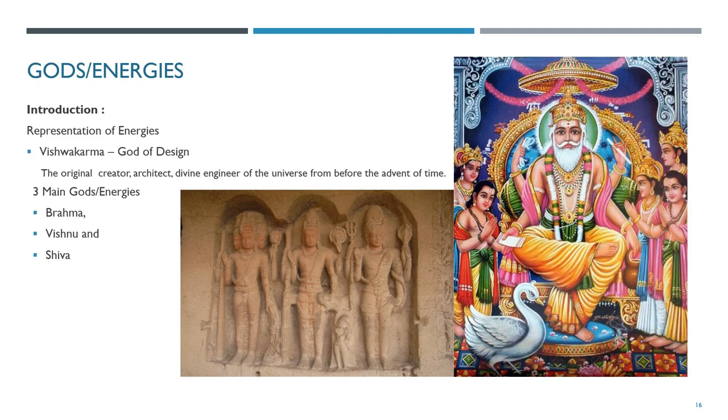The first representation is Vishwakarma, the main god, the god of design. From the research I have done, he is the original creator, architect, and divine engineer of the universe from before the advent of time, and he is responsible for the dimensions of the universe and everything. Then the three main gods are energies: Brahma, the creation energy; Vishnu, the transforming energy; and Shiva, the energy of recycling and destroying, and then again recycling.